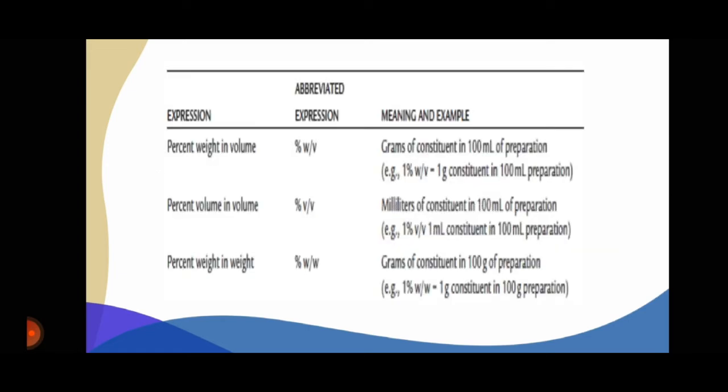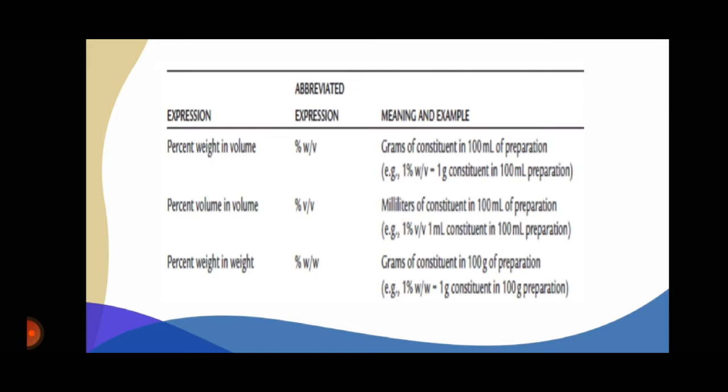So we have the common methods of expressing the strengths of pharmaceutical preparations. We have expression, abbreviated expression, and meaning and example. So for the expression, we have percent weight in volume, percent volume in volume, and percent weight in weight. For abbreviated expression, we have percent w/v, percent v/v, and percent w/w.